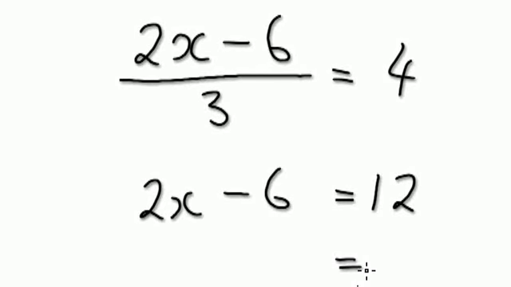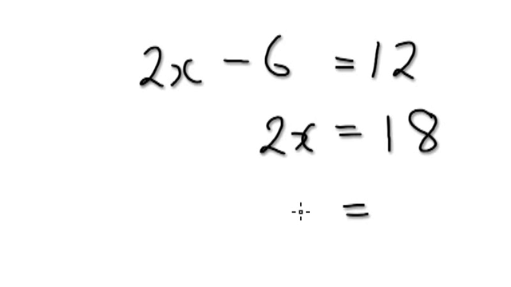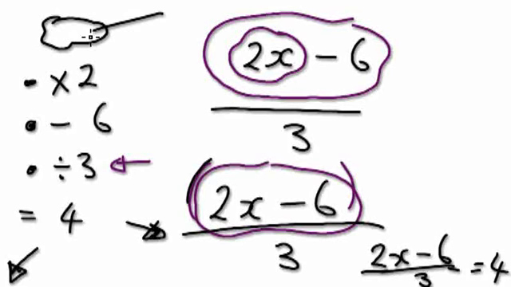And then I'm going to add 6 to both sides, so 18, 2x here. Now divide both sides by 2, so x equals 9. Okay, you put the 9 back into here, put the 9 back into here, and it should come out as 4. Okay.